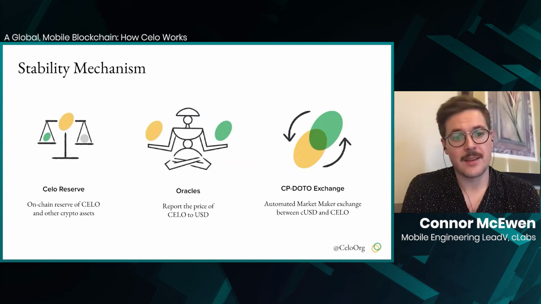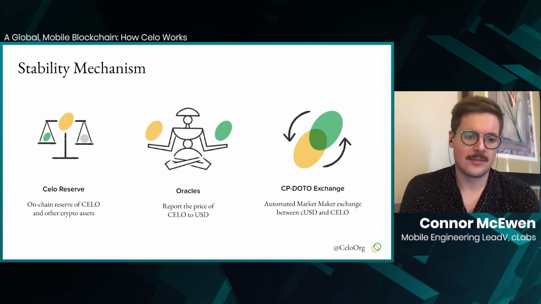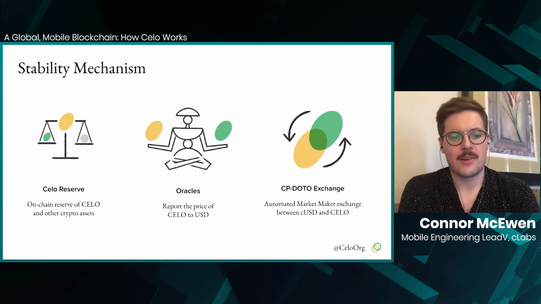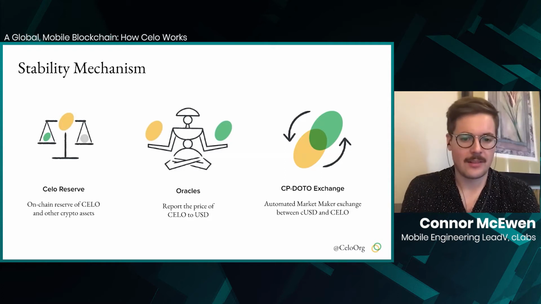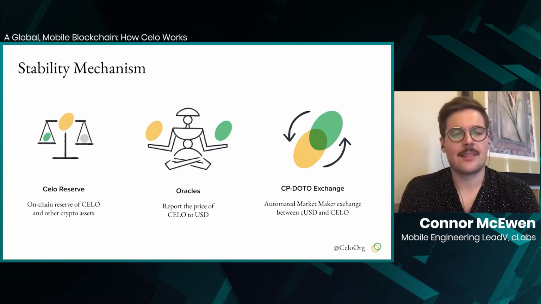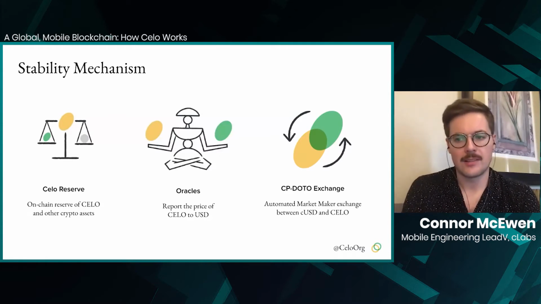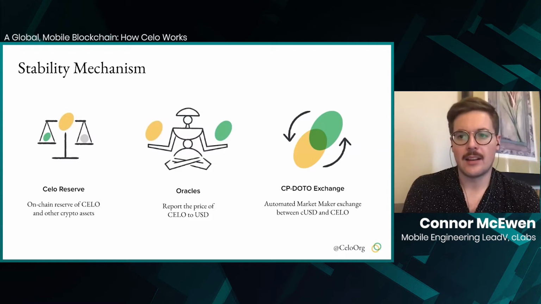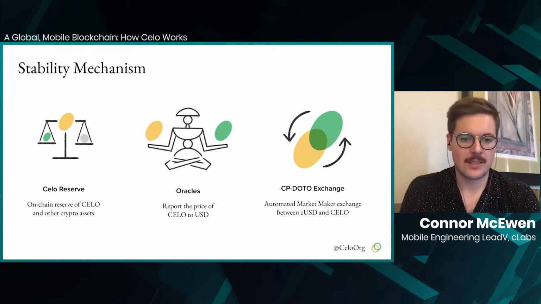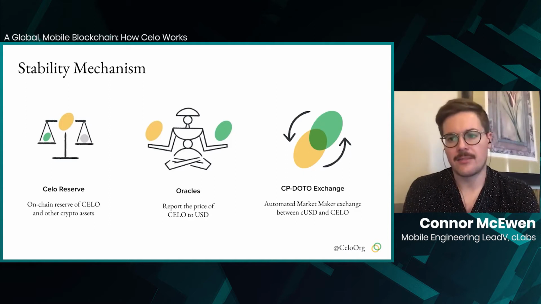The stability mechanism has a couple pieces. First is the Celo reserve. That holds the reserve of Celo, as well as other crypto assets that back the Celo Dollar and other stable currencies. Next, there's oracles, and that's required to report the price of Celo to US dollars. And that is sourced from exchanges. By adding that price on chain, the reserve can work to keep the supply and demand of Celo Dollars constant.